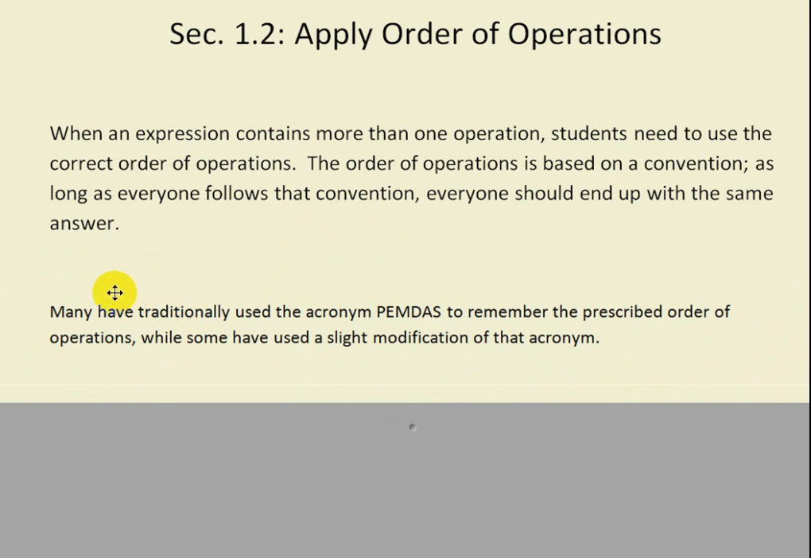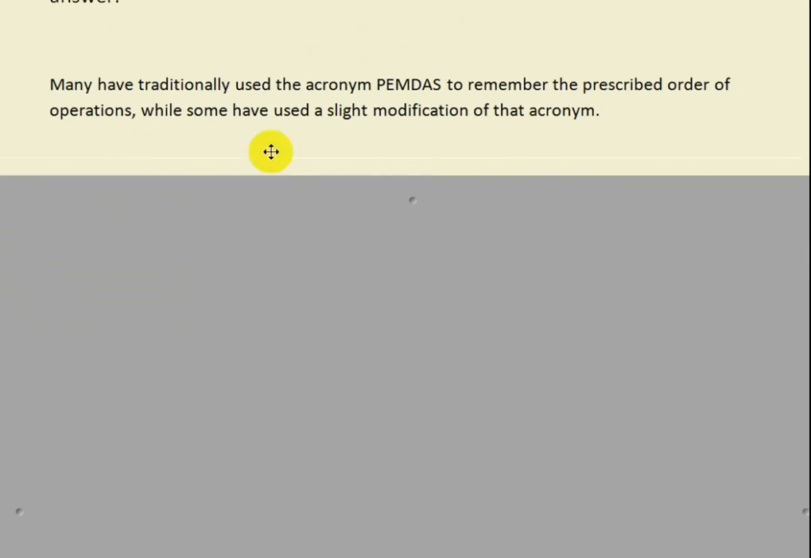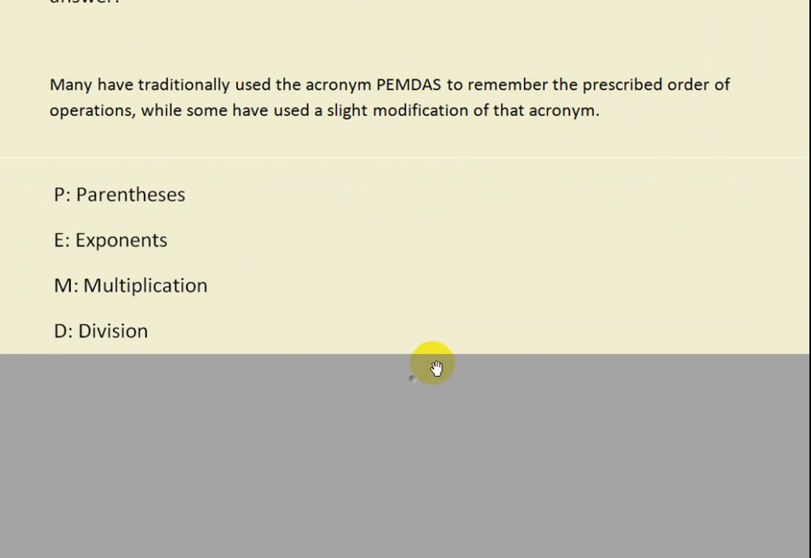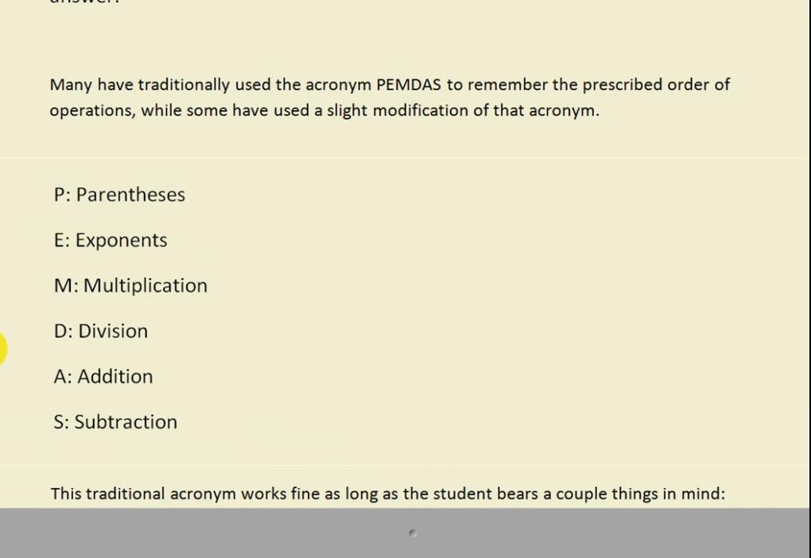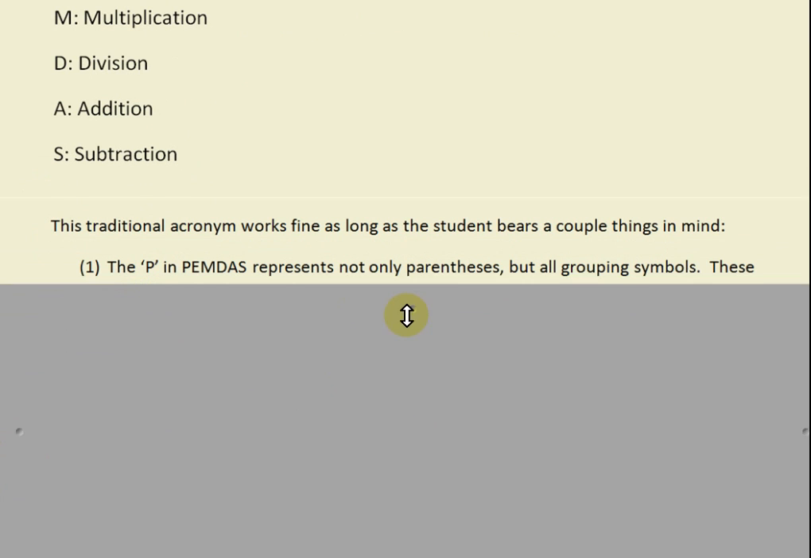So in order to remember this order, some have traditionally used the acronym PEMDAS to remember the prescribed order of operations. And then some people use a little modification of that, which you'll see in just a few moments. So here's PEMDAS: parentheses, exponents, multiplication, division, addition, subtraction. Some people also use the phrase "please excuse my dear Aunt Sally" to help remember that order. And this works as long as you keep a couple things in mind.